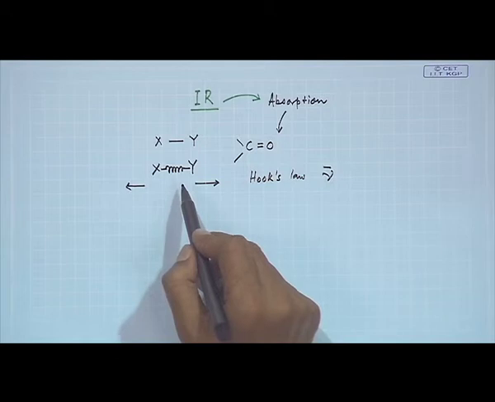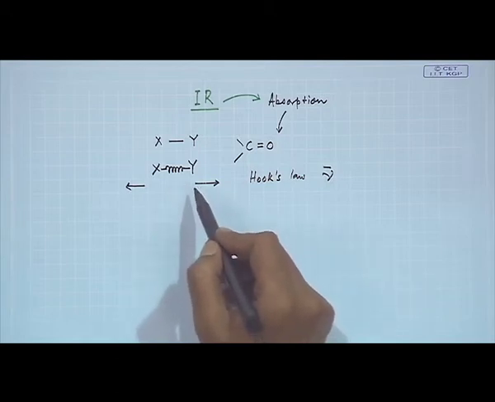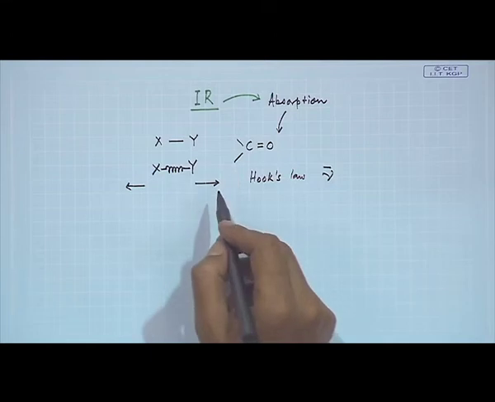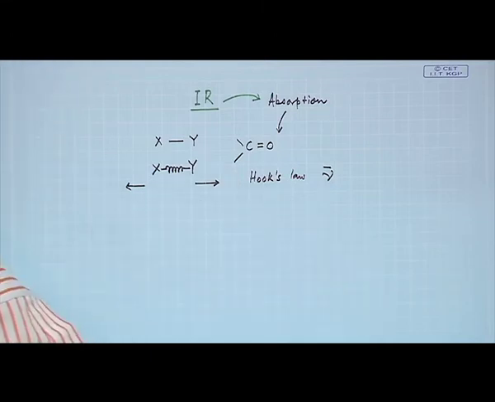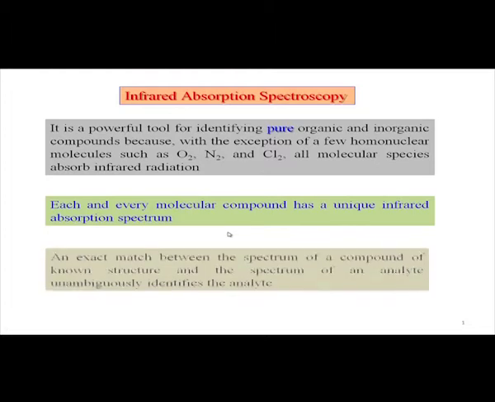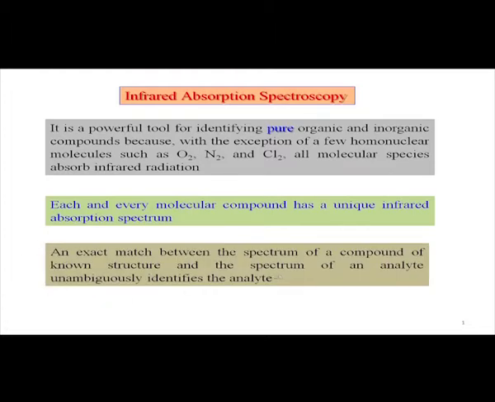So, there will be a typical IR absorption, and what we want to monitor is the corresponding absorption of that particular radiation. Any of these molecular compounds can show the corresponding absorption if there is a match. The exact match between the spectrum of a compound of known structure and the spectrum of an analyte can identify the analyte. So, we know the known structure and its IR spectrum, and if that is present in the unknown species, we can detect the presence of this molecular species.